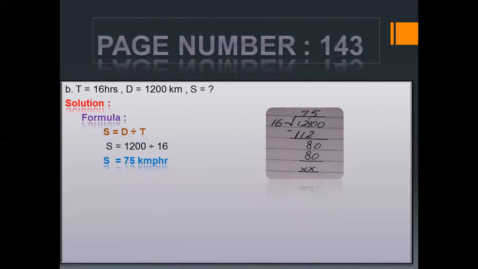In part B, T is 16 hours, D is 1200 kilometers. We find the speed. We divide both quantities, distance by time. 1200 divided by 16 is 75 kilometers per hour, which will be the required speed, and I also did the rough work for you.